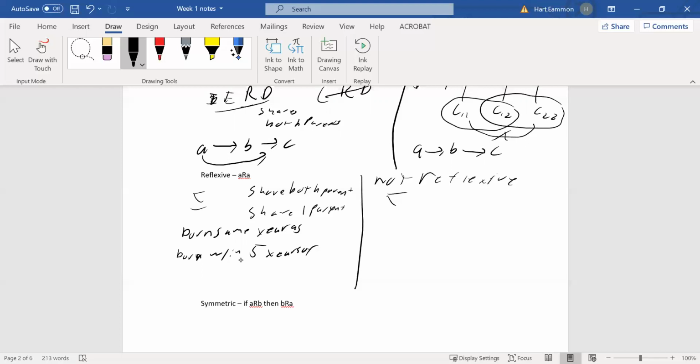So reflexive, some more examples of not reflexive. If we want to do the graph here, has an arrow to. This guy is not reflexive, but this guy is reflexive.